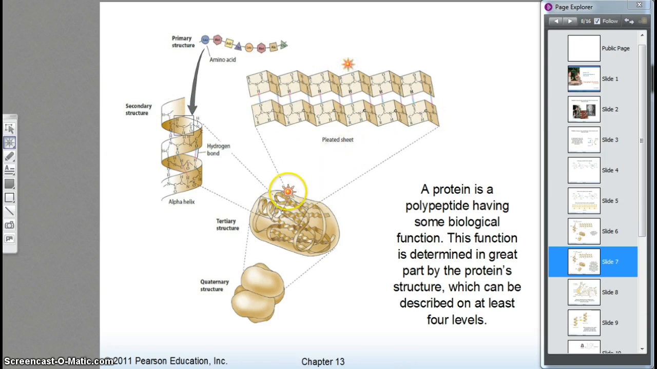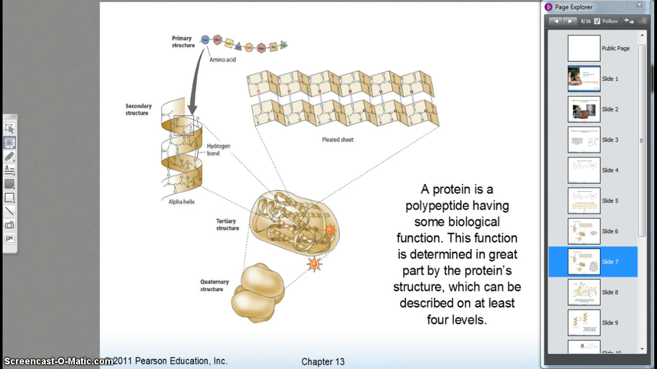The tertiary structure is the way in which the entire polypeptide chain might either twist into a long fiber or bend into a globular clump. And so this is the tertiary structure here. And you can see this looks like a really long fiber, but then it's all bent up into a clump.